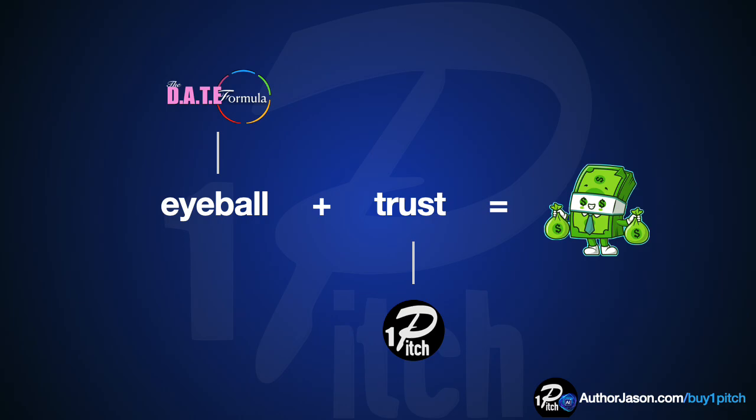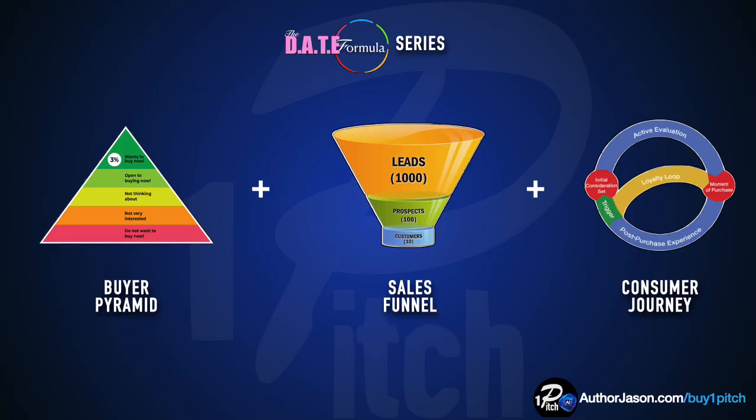So this is to cover the difference. So then what is the DATE formula, right? The DATE formula helps you to get the eyeballs needed in order to build those trusts. And it's not a singular thing, it's a combination of both things, right? Because as you get the first eyeball, you want to immediately build trust very, very fast. Make sense? Good.